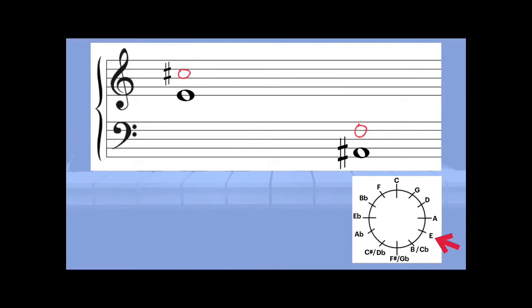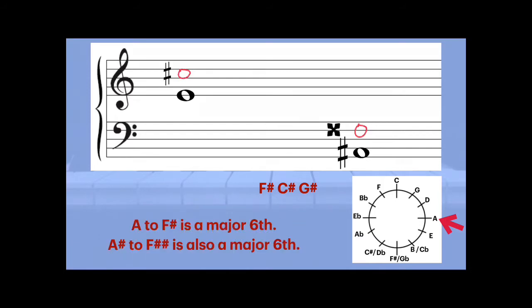Moving on, we don't see an A sharp on our major circle of fifths, but we do see an A, which has the key signature of F sharp, C sharp, and G sharp. F sharp is one of the sharps in our key of A major. So, if A up to F sharp is a major sixth, then A sharp up to F double sharp is also a major sixth. Our answer is F double sharp.